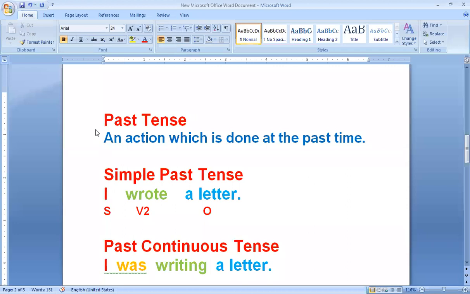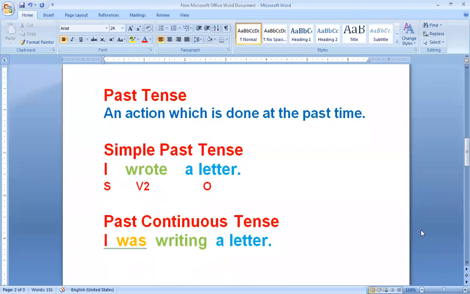W-R-O-T-E, wrote, second form, it is called the simple past tense form of the verb. Then object. For example, I wrote a letter. He went to Mumbai yesterday. She came to see me last night. The building was built in 1999. I bought 2 chocolates. To express such actions, we use simple past tense.